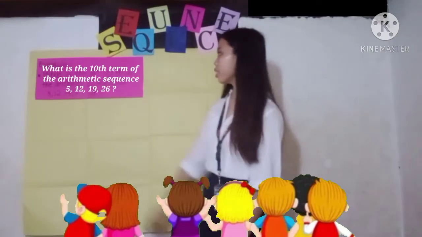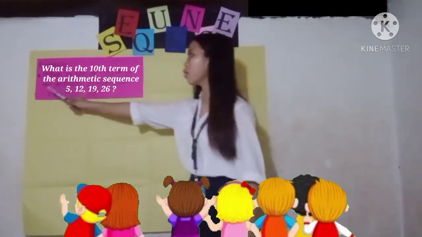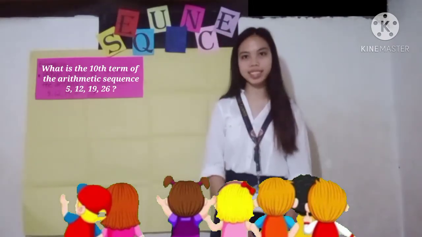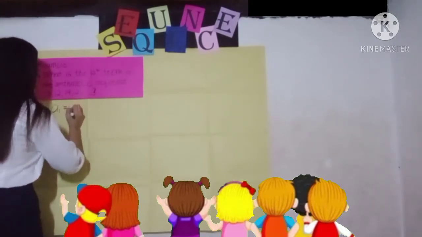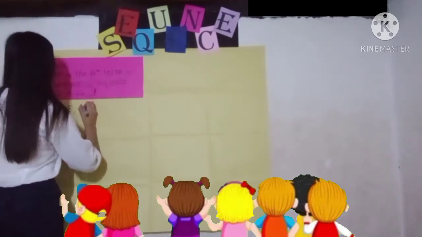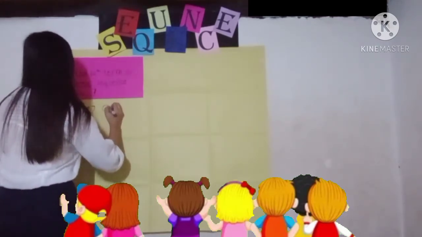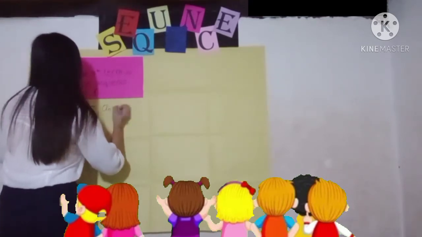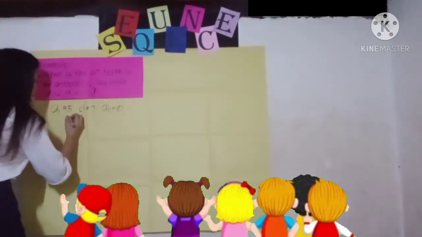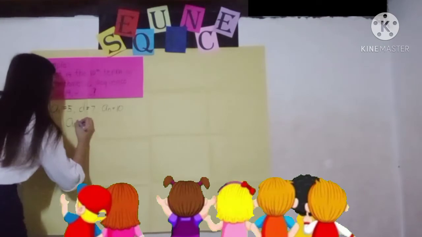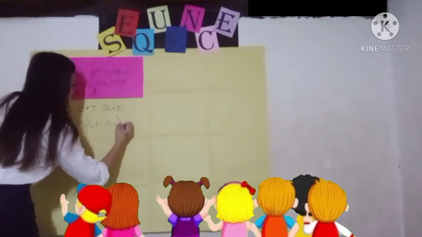Example number 1. What is the 10th term of the arithmetic sequence 5, 12, 19, and 26? Our a sub 1 is equal to 5. The common difference, or d, is equal to 7. And n is equal to 10. So our formula is a sub n equals a sub 1 plus the quantity n minus 1 times d.